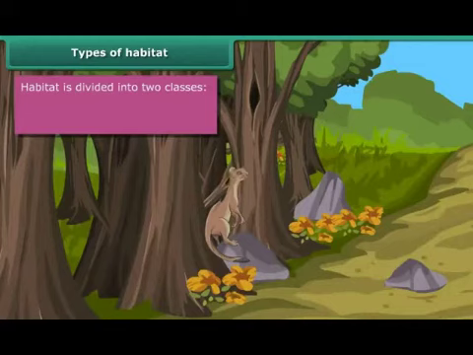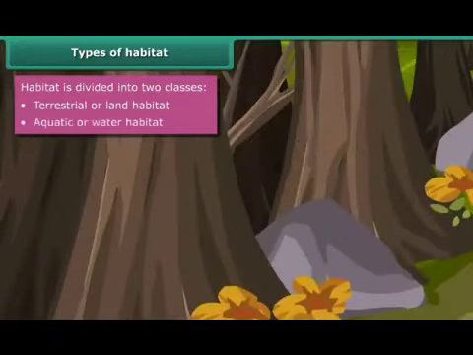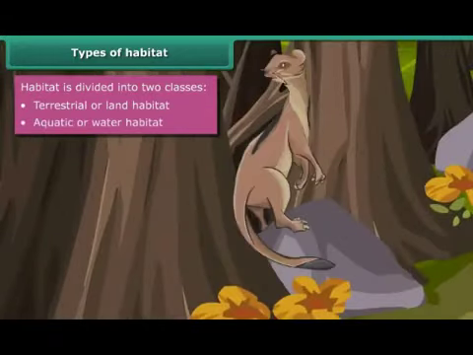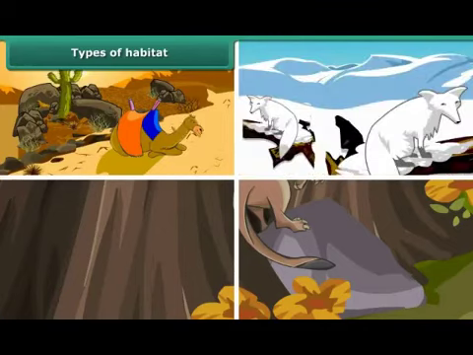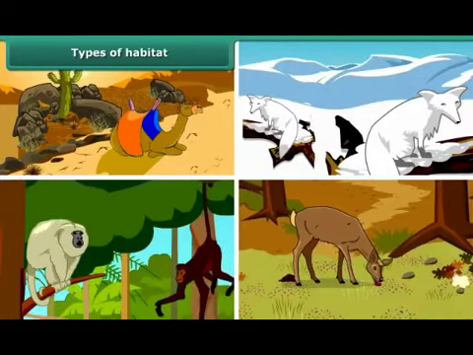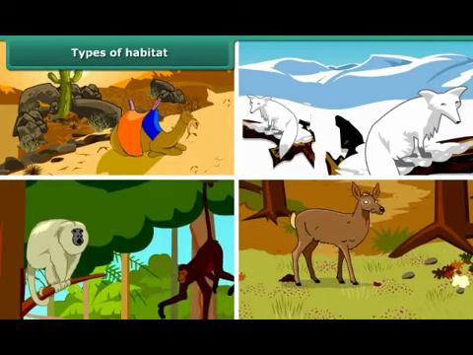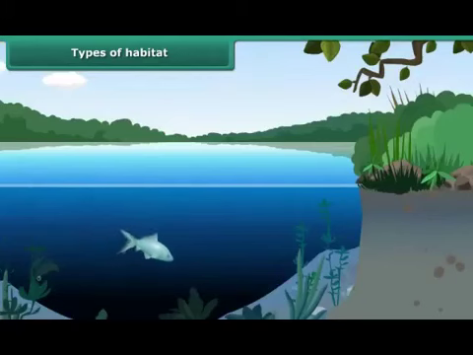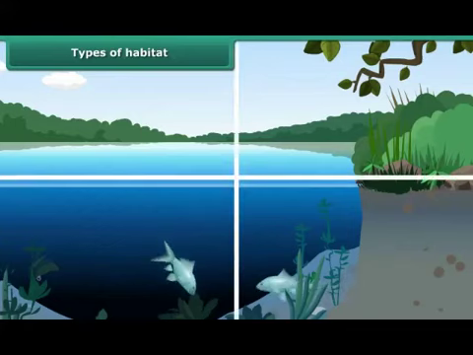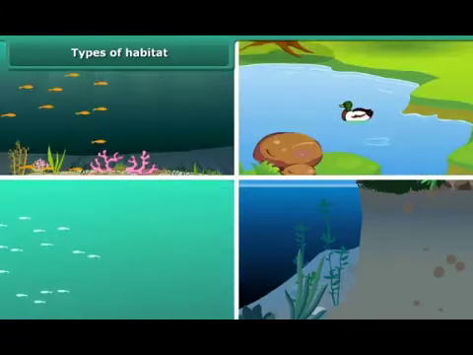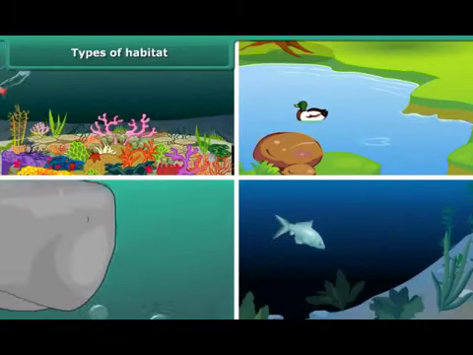Habitat is divided into two classes. 1. Terrestrial or land habitat. 2. Aquatic or water habitat. Habitat of living organisms found on land is terrestrial habitat. Desert, mountains, forest, and grasslands are examples of this category, whereas habitat of living organisms found in water is aquatic habitat. Sea, ponds, oceans, and lakes are examples of this category.